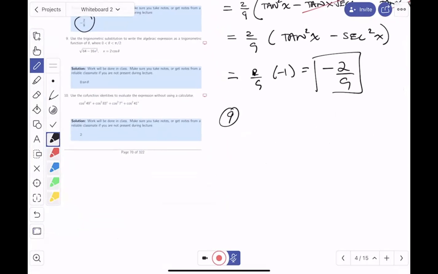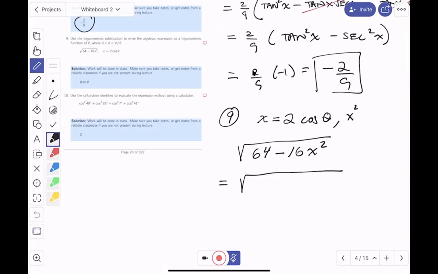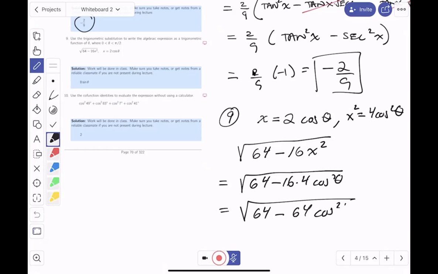They want you to substitute in x equals 2 cosine theta into this expression over here and simplify it. See if we can do that. Well, the first thing I notice is that there's an x squared in the problem. So x squared would equal 4 cosine squared theta. I'll jot that down. 64 minus 16 times 4 cosine squared theta. And keep simplifying. 64. 16 times 4 is 64 cosine squared theta.